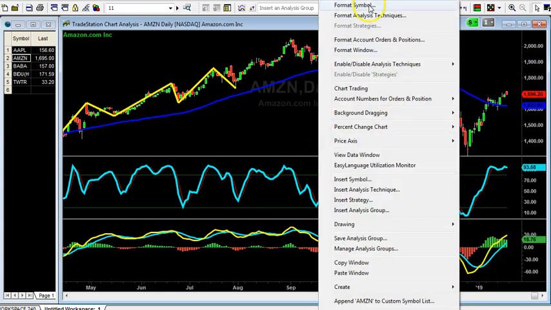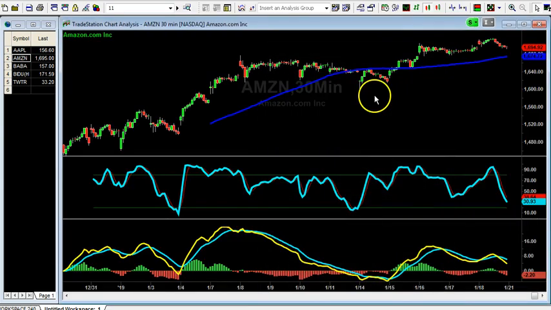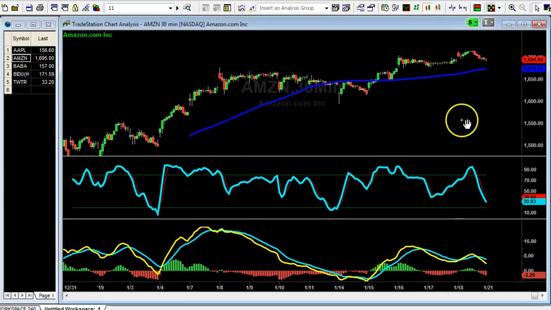If I come down real quickly, just for the sake of time, and look at the 30-minute chart, what I can see is that we have an uptrend. I mean, definitely an uptrend here.